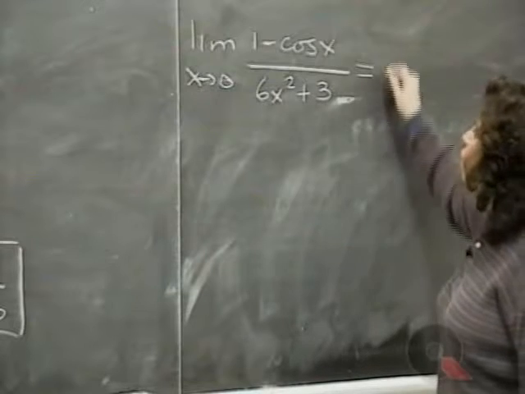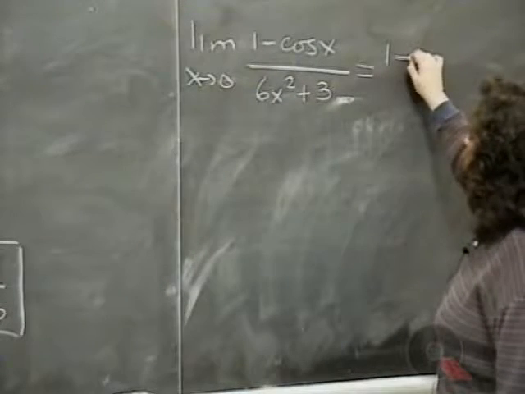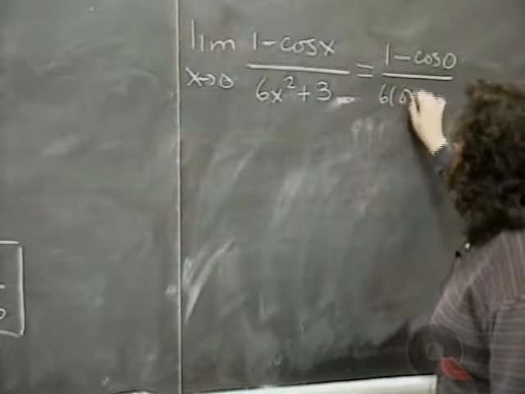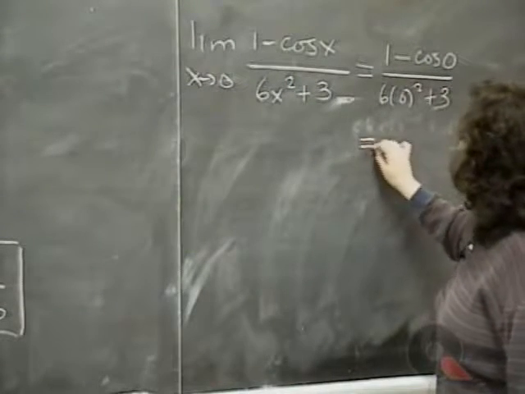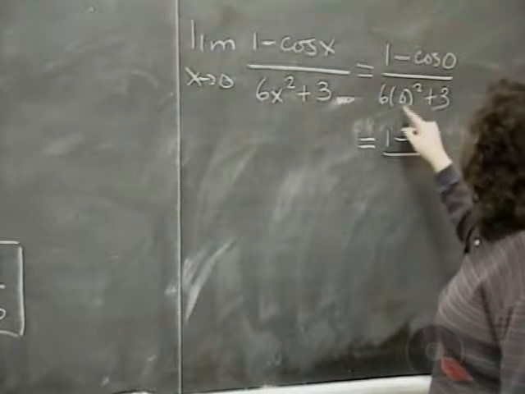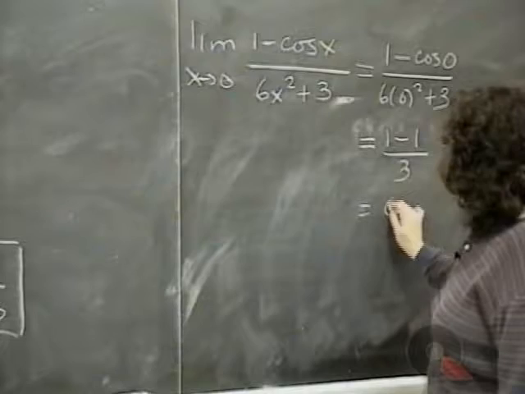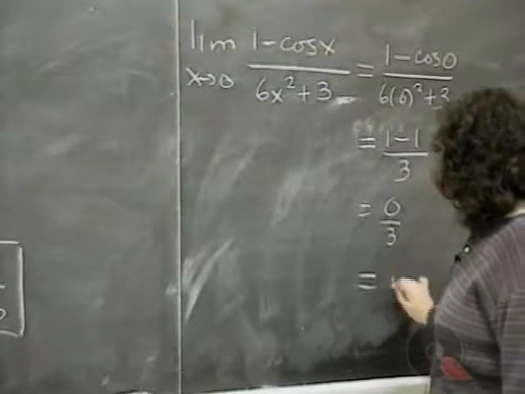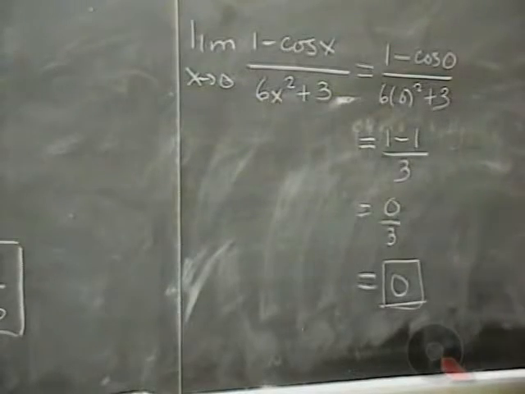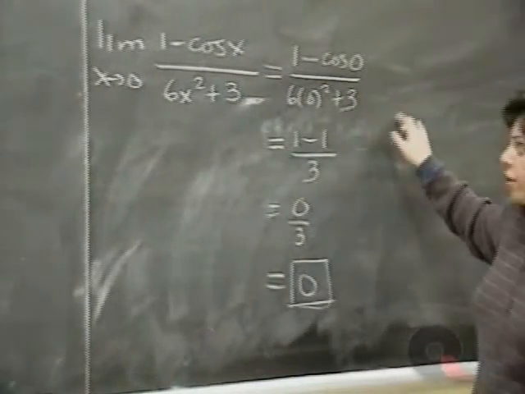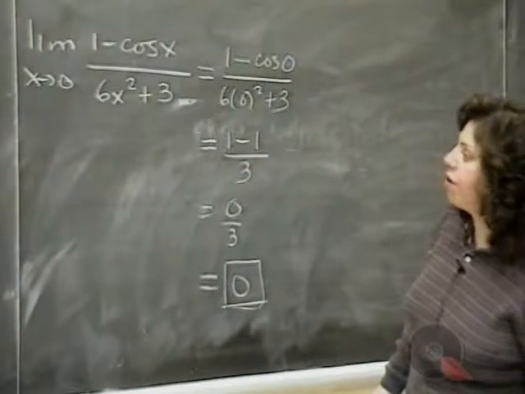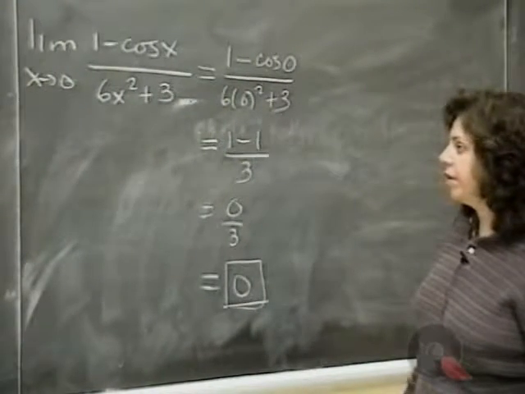As x approaches 0, 1 minus cosine of 0 over 6 times 0 squared plus 3 has a nice answer. It's 1 minus 1 over 0 plus 3, or 0 divided by 3, and the answer is 0. If you try to use L'Hopital's rule, you would get an incorrect answer. So don't use L'Hopital's rule unless you have a 0 over 0 indeterminate form.